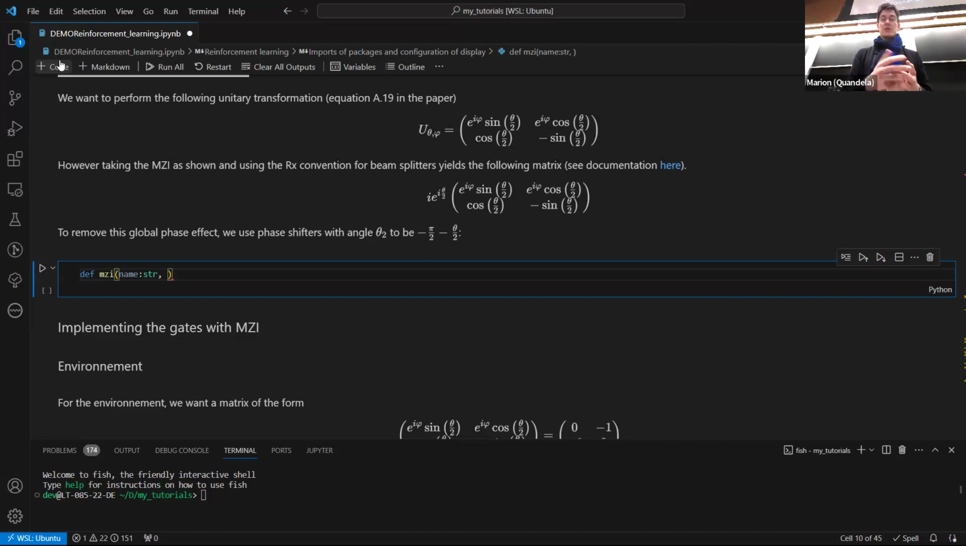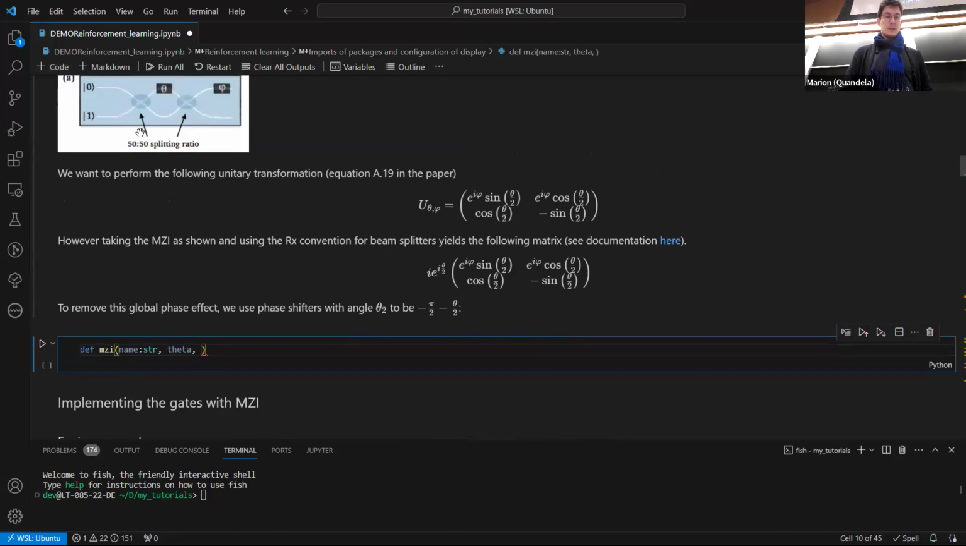So first I'm going to ask for a name. Then I'm going to ask for angles. So theta, which is the first phase shifter here, then phi, which is the second phase shifter. And then, as I said, I'm going to need 2 last phase shifters with the same phase to cancel the global phase here. So I'm going to ask for another phase here, which will depend on theta.